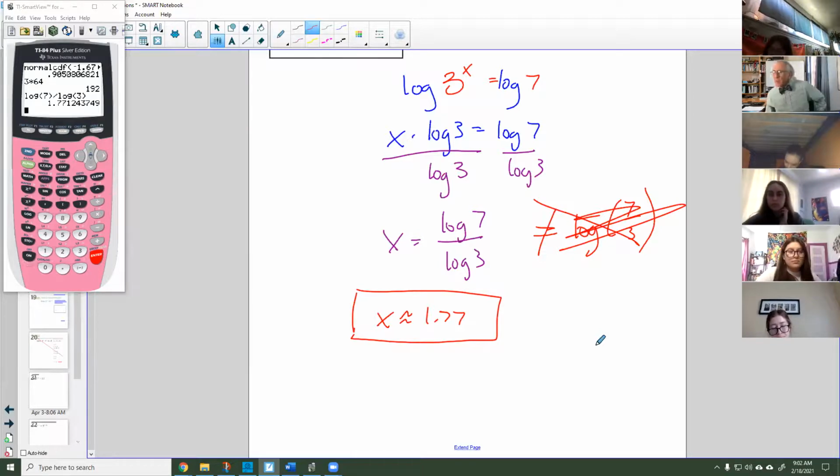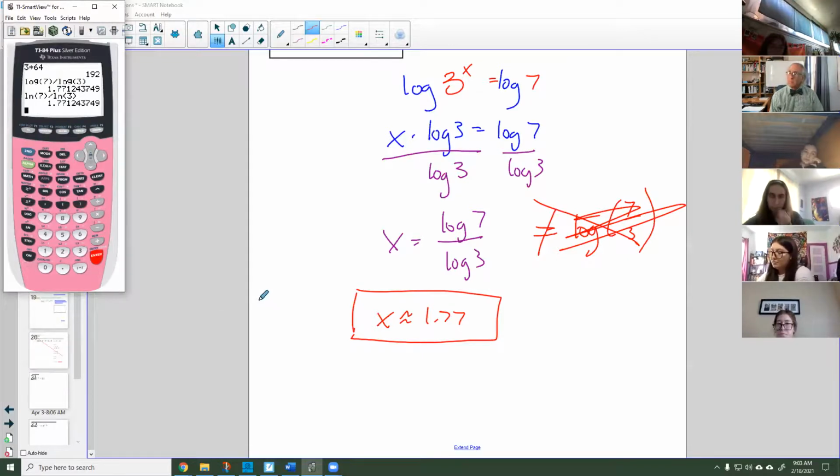And you want to see something else kind of neat? Watch this. I'm not going to use log base 10. I'm going to use ln, that's log base e. So I'm going to go ln 7 divided by ln 3. Same number.